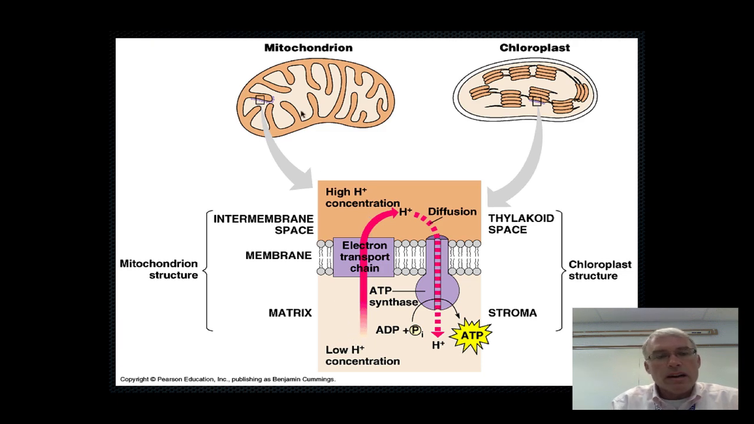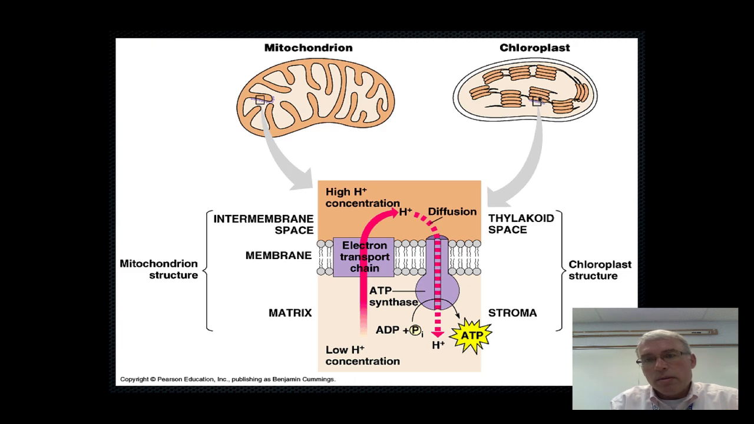All right, now in a mitochondrion, this pumping is done from the matrix out into the intermembrane space. So it goes from the inside of the mitochondrion outward, and then the hydrogen ions flow back in and generate ATP. In a chloroplast, it's just the opposite. In a chloroplast, the hydrogen ions are being pumped from the stroma into the thylakoid space, and then they're flowing back into the stroma to generate ATP by chemiosmosis.